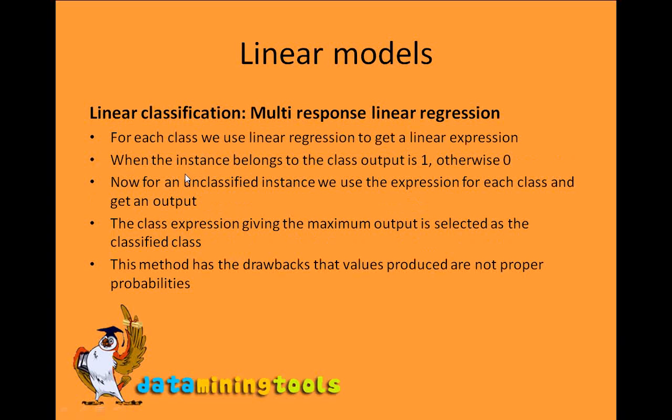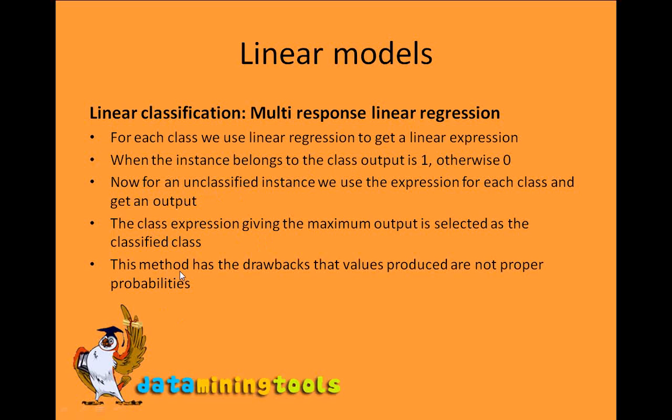So if we get an unclassified instance, we use the expression for each class. We basically put the values of attributes a1 to ak of this unclassified instance in the expression for each class, and we get an output for each class. Now the class expression giving the maximum output is selected as the classified class. So this is how we do classification using multi-response linear regression.